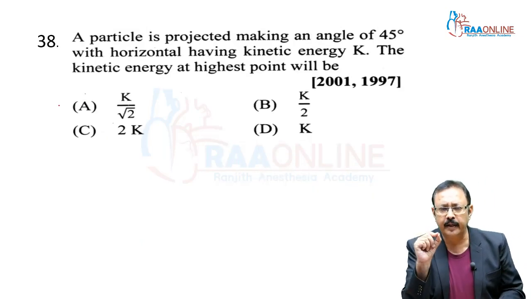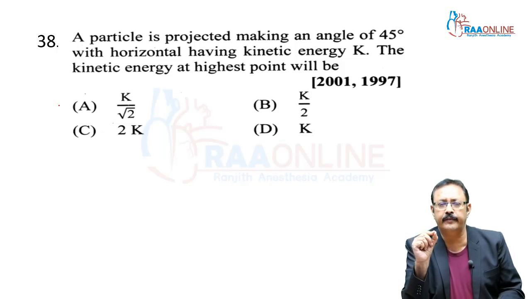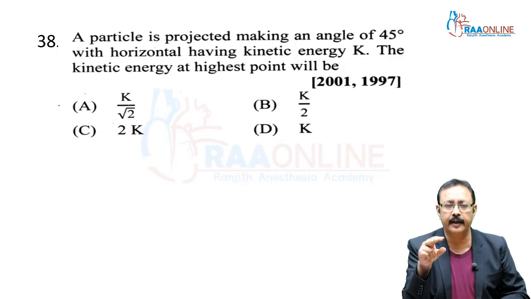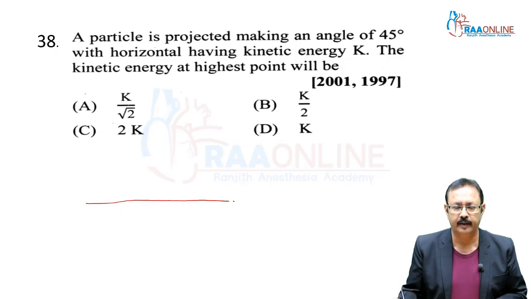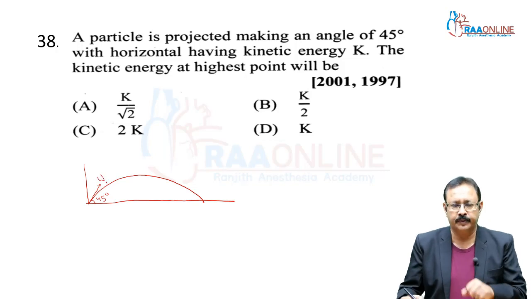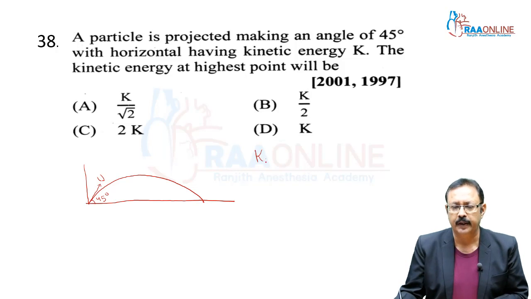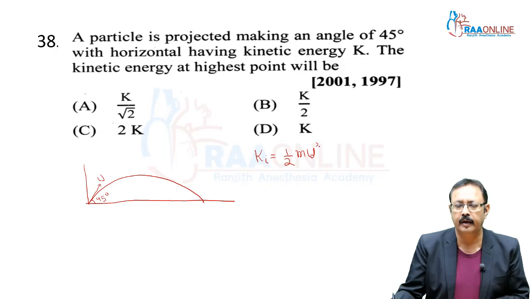38th problem. A particle is projected making an angle of 45 degrees with the horizontal, having kinetic energy K. The kinetic energy at the highest point will be. We know that when the particle started from this point, suppose its velocity was u. So its kinetic energy initially was half m u square, but they are saying it is K.